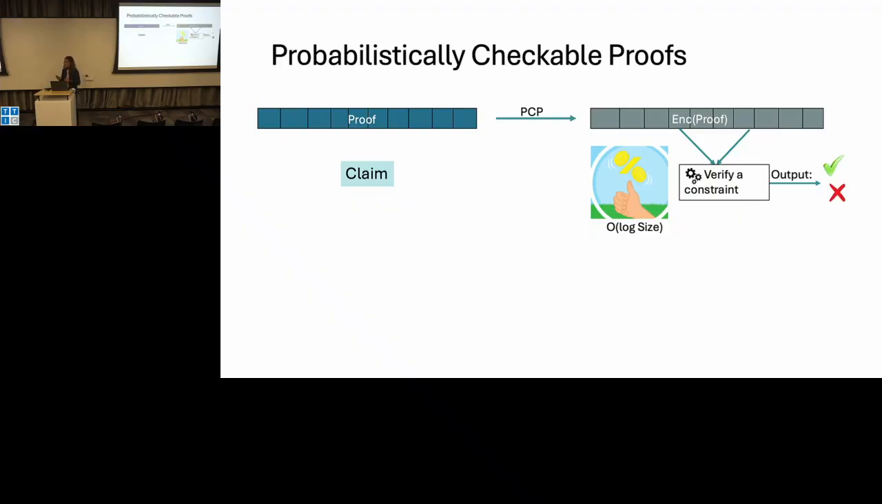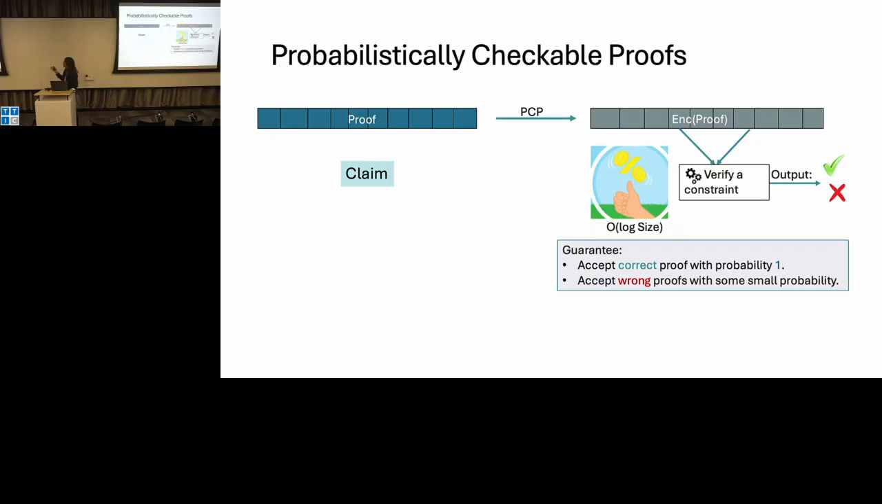And the guarantee you get is that you will always accept correct proofs with probability 1, and you will accept wrong proofs with all but some small probability of error. And in fact, if the claim was wrong, no matter what proof even a cheating prover might give you, you'll only accept with some small error.